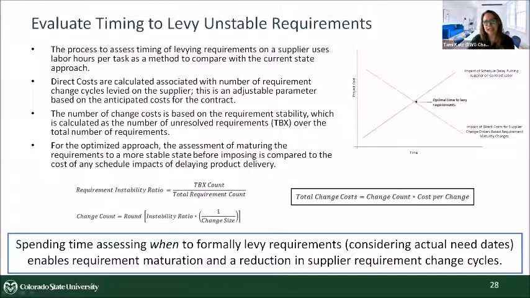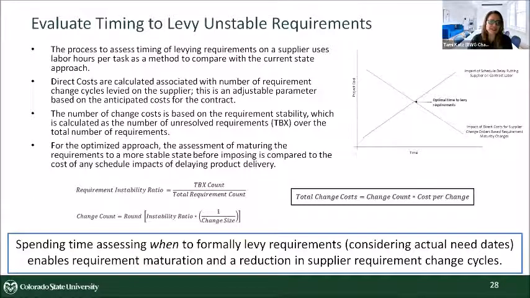Then I utilize that Excel file where I try to find that nice sweet spot, that optimal time, where I still might have some change costs incurred, but I'm definitely not going to be waiting so long that I have a huge amount of penalty costs. And this is where I think about the instability ratio. It's your number of unknowns and unresolved over your total requirement count. If it's low, you're probably safe to proceed. If it's high, you're probably going to incur a lot of change costs.